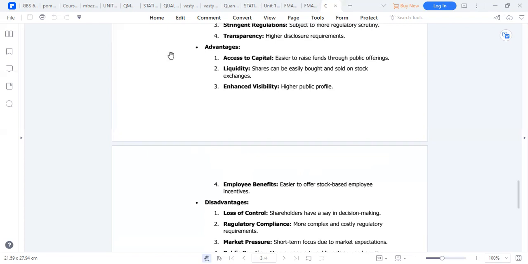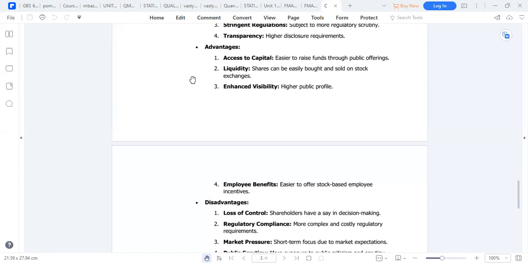Okay, so the advantages are that there's access to capital, which is easier to raise through public offerings. Liquidity, it means when a company is liquid, shares can be traded, bought back and sold on the stock exchange. There's also enhanced visibility, meaning there's a higher public profile.